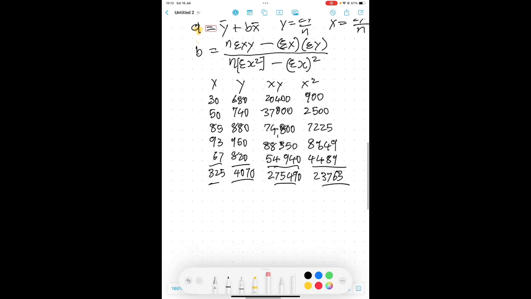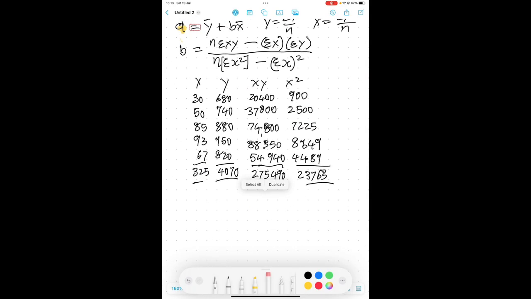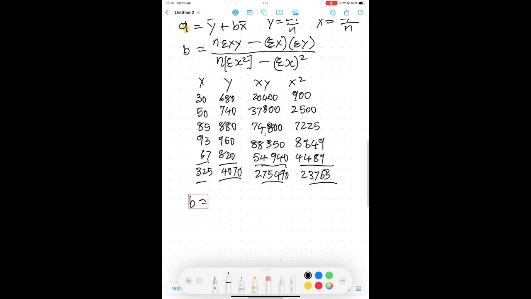Okay, so inserting the values into B. B is equal to n, which stands for the number of items in each column. The number of items is just 5. So 5 multiplied by the summation of xy, which is 23275, rather 490, minus the summation of x, 325, multiplied by the summation of y, 4070.